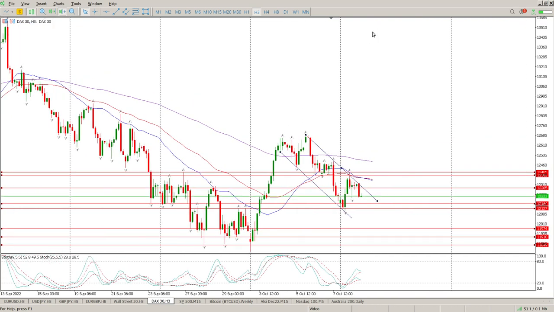We are waiting for noise. Unfortunately, that's the way it's going to be. So let's see what happens. There is going to be one or two scalps, I think, one way or the other.